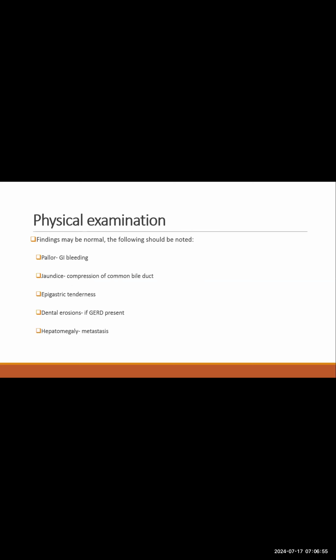So on physical examination, the findings may be normal in this patient. However, if they present with gastrointestinal bleeding, they can appear pale. They can be jaundiced if the tumor compresses the common bile duct, though this is rare. Epigastric tenderness may be there, and also dental erosions may be noted if symptoms consistent with gastroesophageal reflux disease are present. The presence of hepatomegaly most likely suggests liver metastasis.